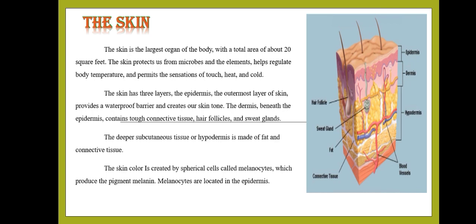The skin color is created by spherical cells called melanocytes, which produce the pigment melanin. Melanocytes are located in the epidermis.